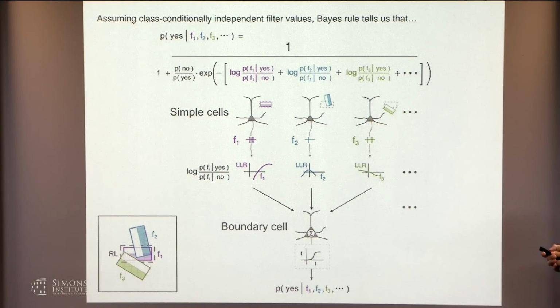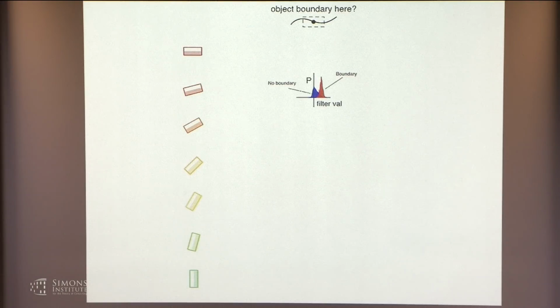Well, the nice thing about natural images is that we can go to them and collect this data, which is to say, what does filter 1 do when there is a boundary, and what does filter 1 do when there's not a boundary, and filter 2 and filter 3. Collect the data and actually evaluate these functions and see what messages these simple cells should be sending to a boundary cell. Or that was the goal. And here's an example of collecting that data.